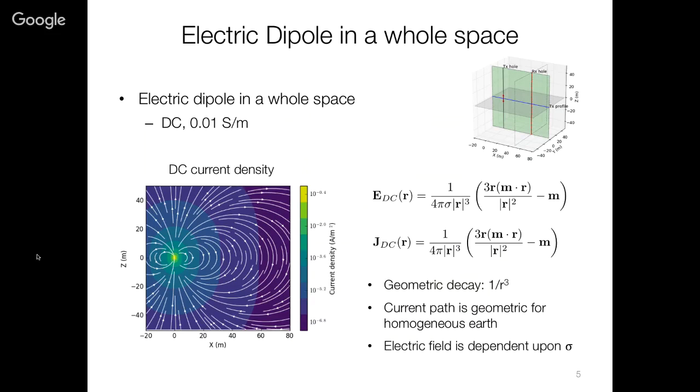So let's first of all look at an electric dipole in a whole space. You can imagine just a little generator and a short piece of wire. And so here are our currents going like this. So it looks like a dipole. Electric fields fall off as 1 over r cubed, and currents follow the same. The only difference is the factor of sigma, the conductivity.